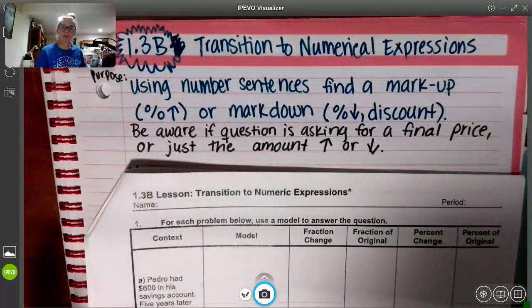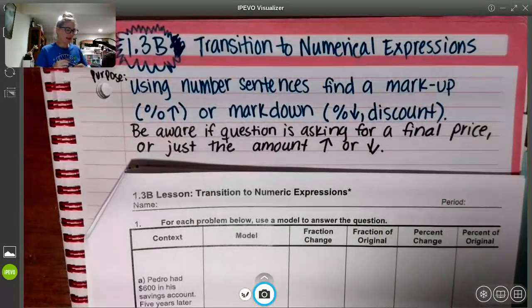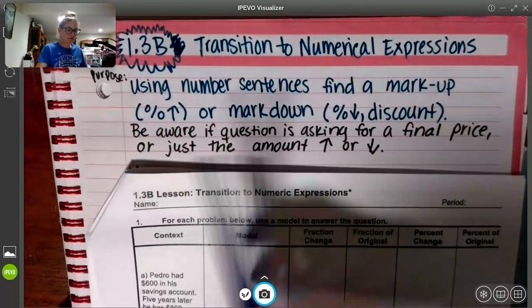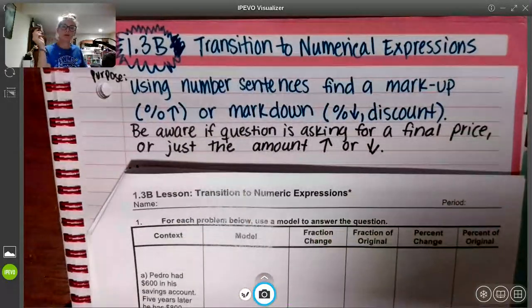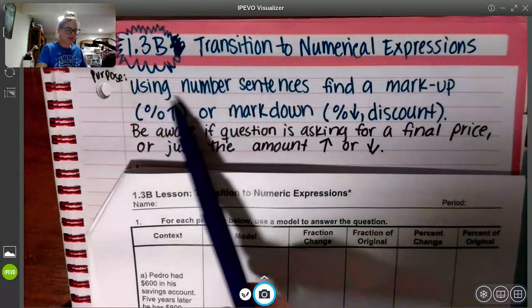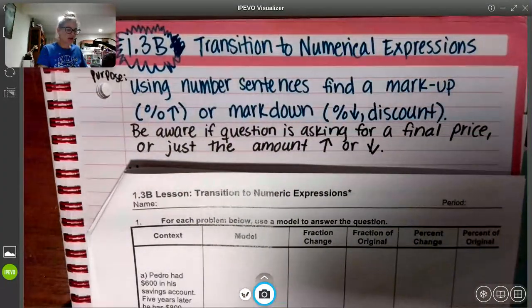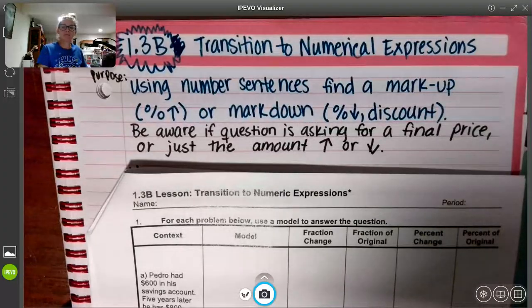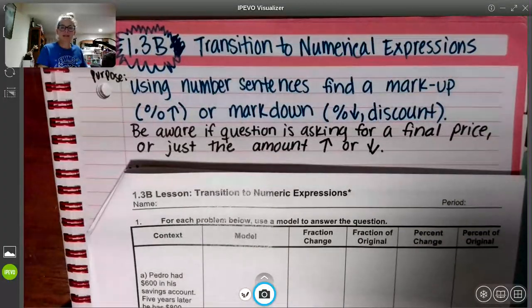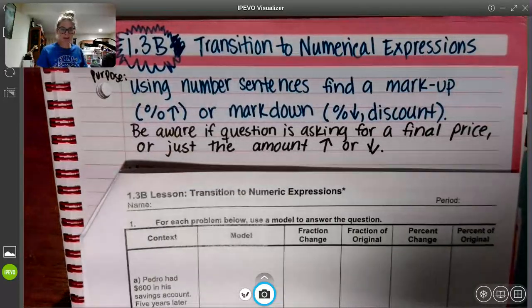This is part 1 of the 1.3b lesson, and we'll finish the rest of it on Wednesday. Taking a look at 1.3b, here is your notebook purpose: transition to numerical expressions. Our purpose is using number sentences to find a markup, a percent increase, or markdown, percent decrease or discount. Be aware of the questions asking for a final price or just the amount that we're increasing or decreasing by.